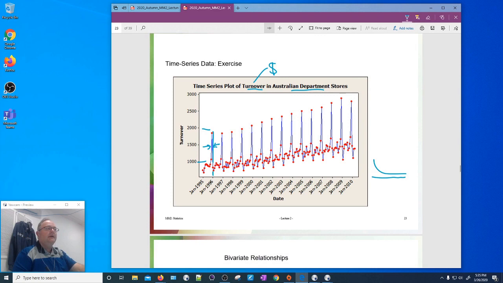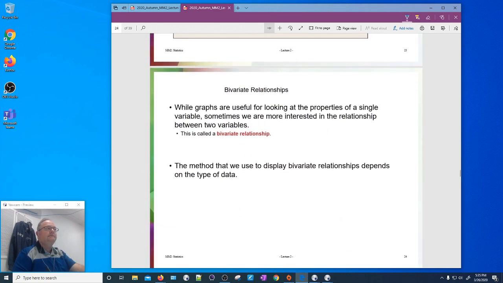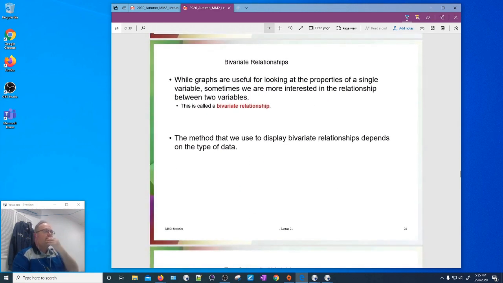All right. So we're looking at graphs and what their useful properties are. Bivariate rates refer to looking at a relationship. So now we're starting to get beyond high school. It's a little bit in there, but it's not the way that we're going to be looking at it.